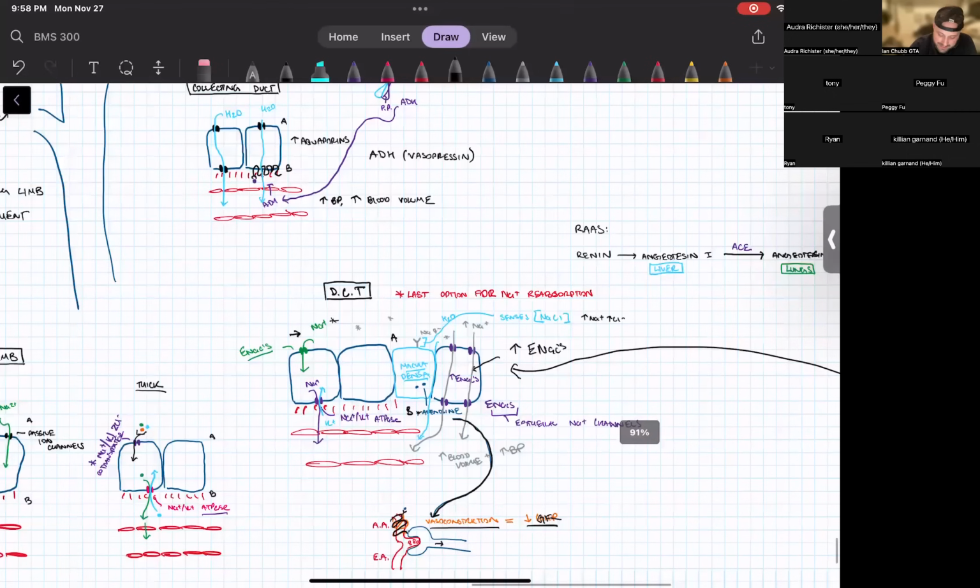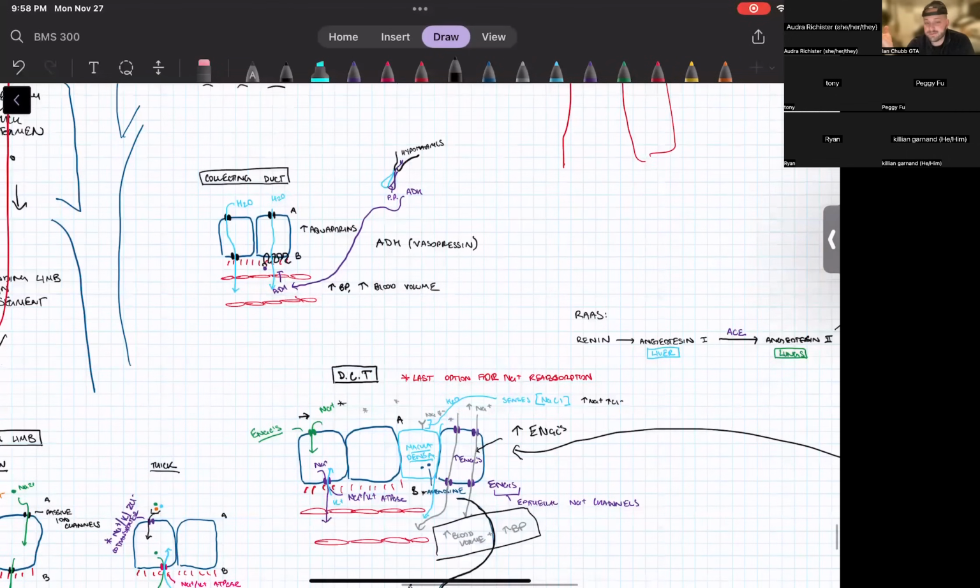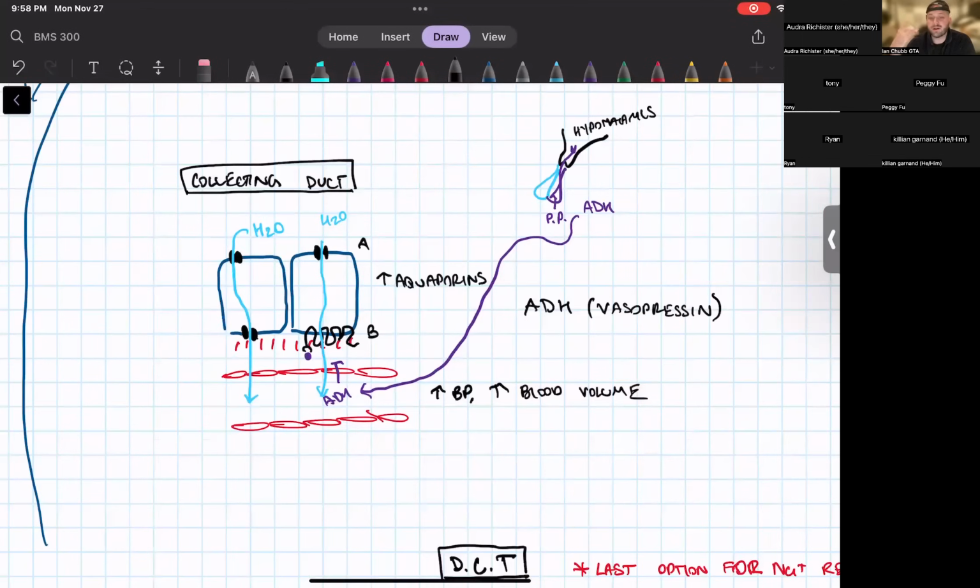The other mechanism is obviously ADH. If we are bleeding out for some reason, or we need to concentrate our urine, whatever it is, or dilute our urine, so make it more watery. Concentrate our urine, I said it opposite. If we need to concentrate it, so pull out more water, or we're dehydrated, then our posterior pituitary will release vasopressin that will run through the blood.